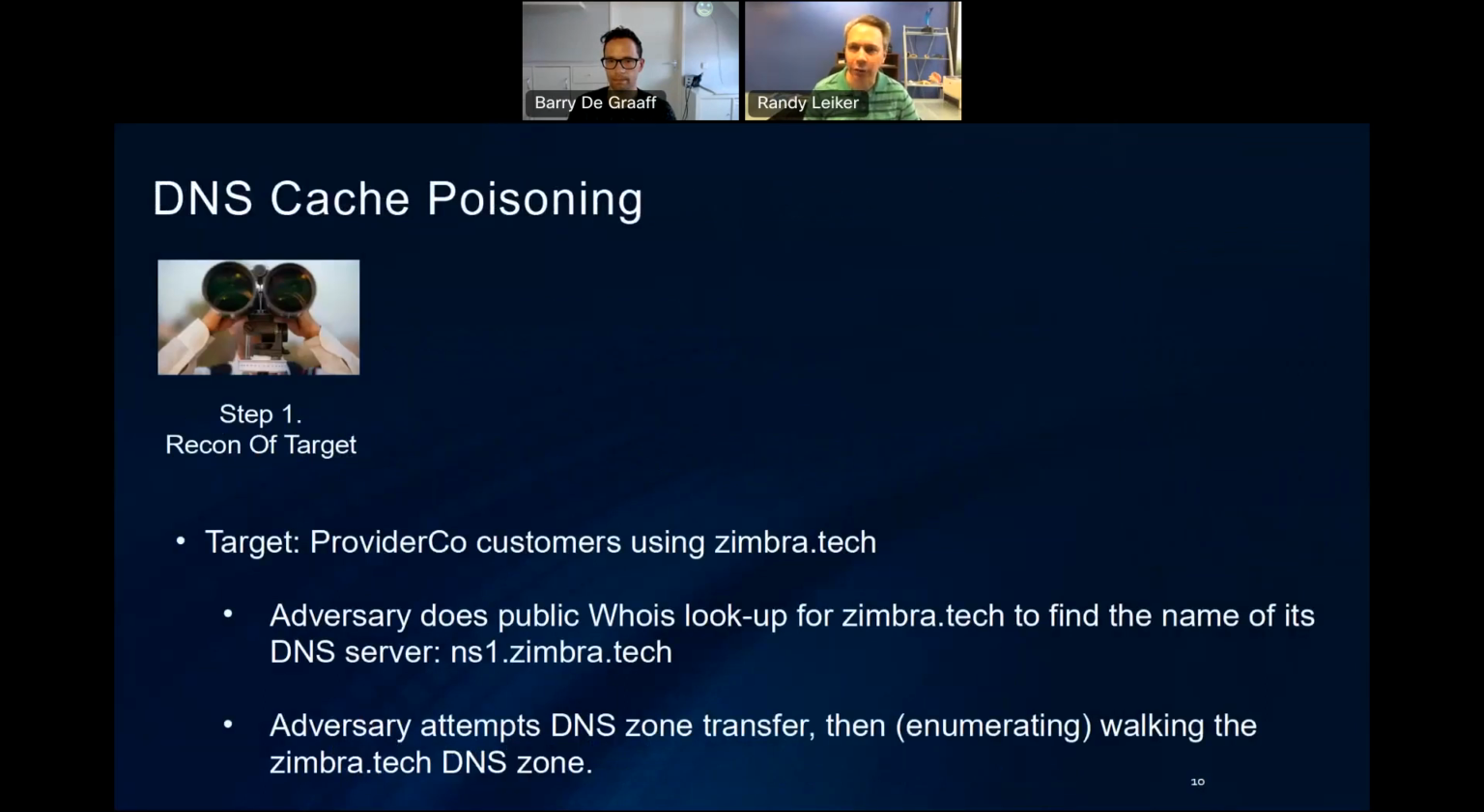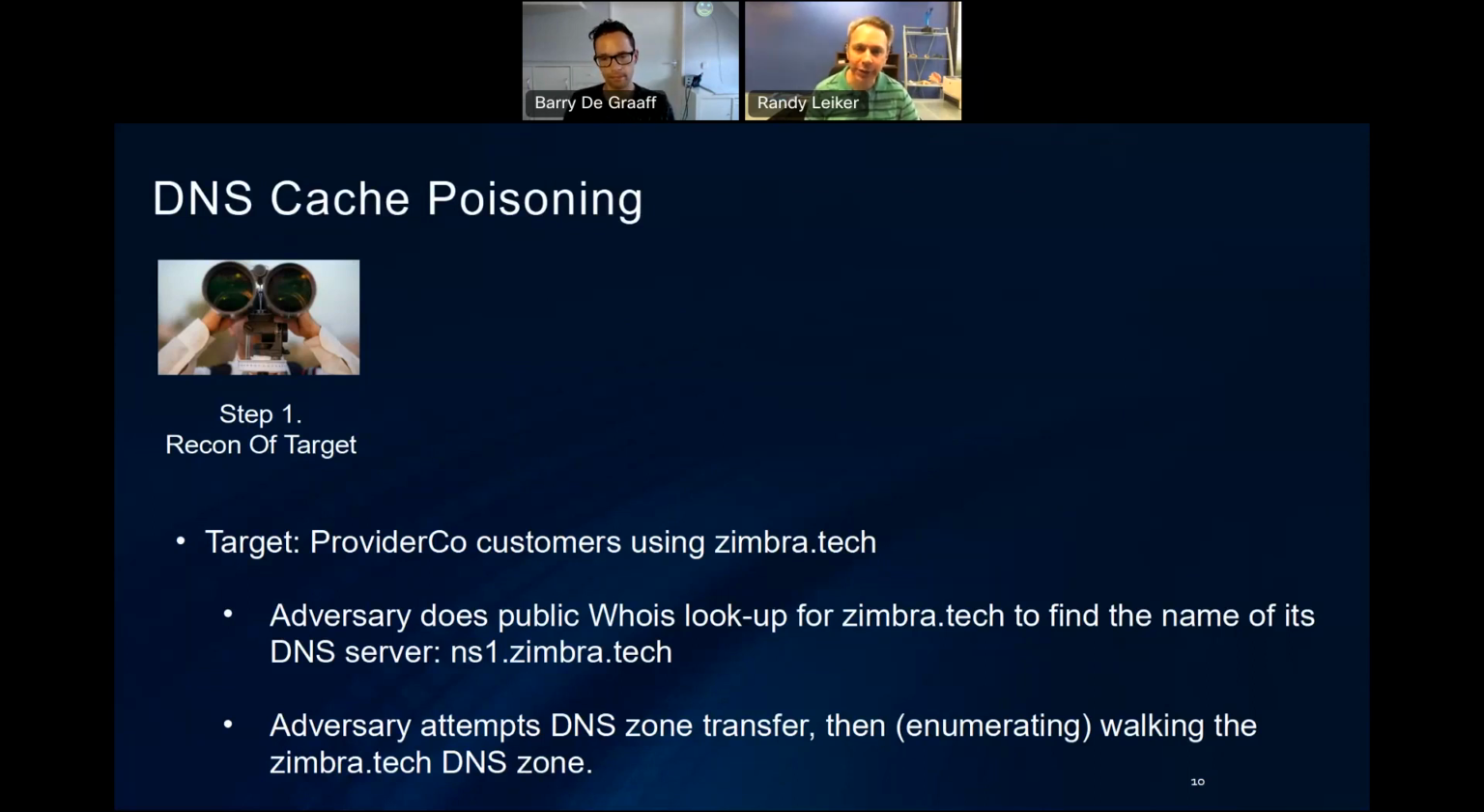So let's do a high-level overview of one type of DNS cache poisoning attack to better understand the nature of this vulnerability. Now, DNS cache poisoning can be summarized as a four-step process. In this example, the adversary wants to target the customers of an internet provider called ProviderCo, and specifically wants to take control of the Zimbra.tech DNS records that they have cached in their DNS servers. This means the attacker will be able to redirect any traffic intended for Zimbra.tech or its subdomains to destinations of the adversary's choosing.